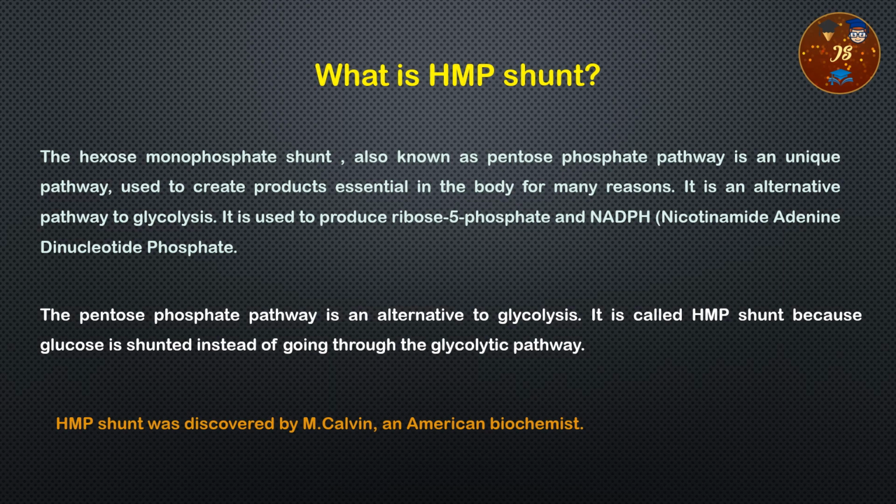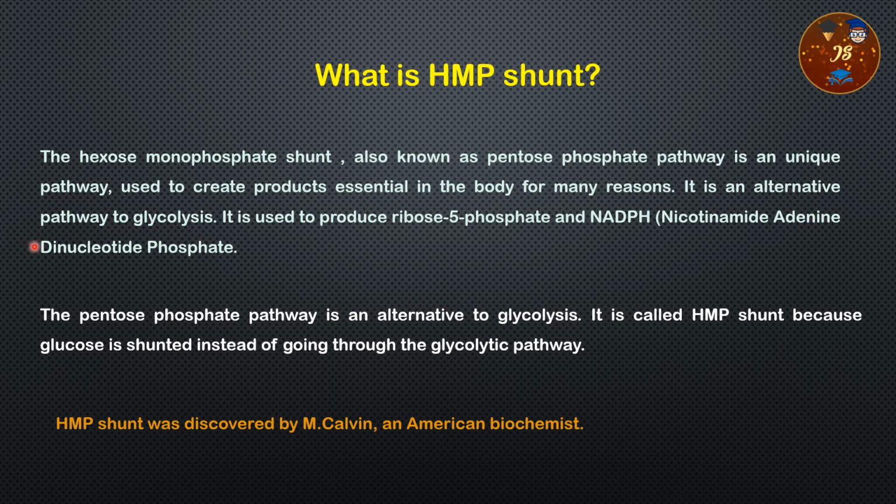Now, what is this HMP shunt? First of all, let us know who discovered the HMP shunt. HMP shunt was discovered by M. Calvin, an American biochemist. The hexose monophosphate shunt, also known as the pentose phosphate pathway, is a unique pathway used to create products essential in the body for many reasons, meaning for different types of physiological actions to be completed.